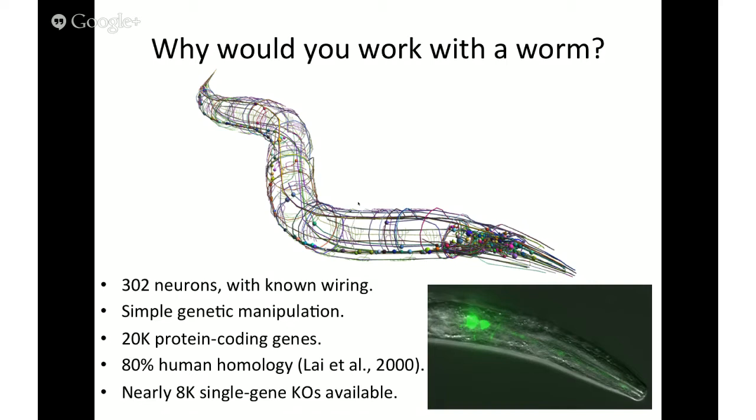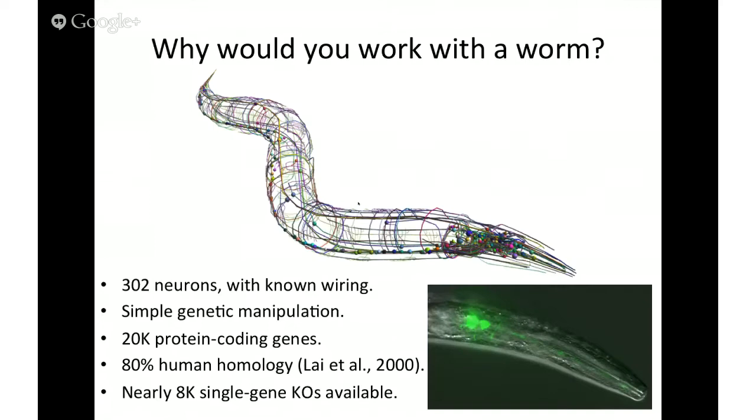It's easy to manipulate the genetics. You simply inject your DNA construct into the worm, into its gonads, and then in the next generation you already have some display of those mutant genetics. There are 20,000 protein-coding genes, and they bear 80% homology to humans.